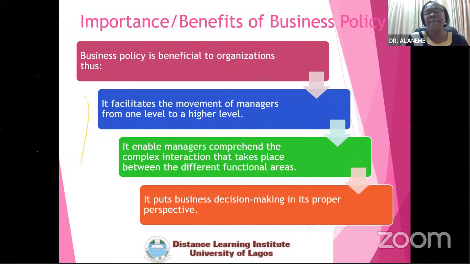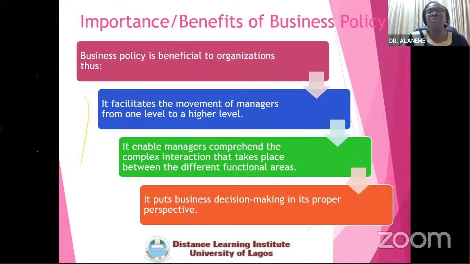The second one is it enables managers comprehend the complex interaction that takes place between the different functional areas. Like I mentioned earlier, we have this complex nature of all the functional areas. And the funny thing is, every functional area, every department or unit feels they are the most important in an organization. The marketing department will tell you, oh, we are the most important. What do they do in human resource management? What do they do in administration? What do they administer? They just sit in a cozy office, with air condition, doing nothing, while we're the ones who move out to check on the customers to know what they need and how to meet their needs and stuff like that. So they feel they are the ones who are much more important in the organization.